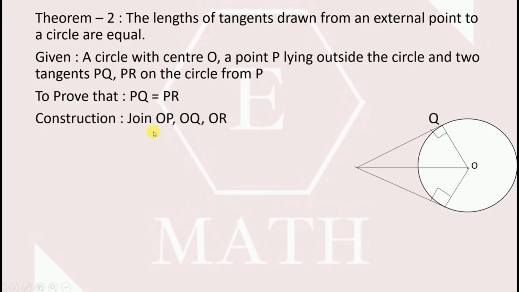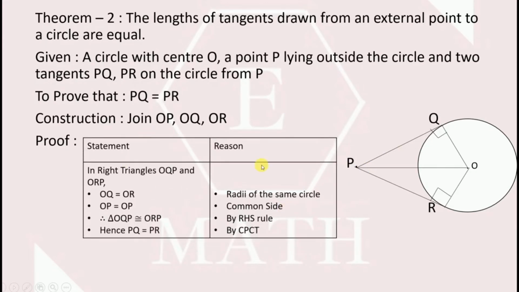Now the construction is that we need to join OP, OQ and OR. So this is how it is. We need to prove that PQ and PR are equal. Now we will join OP, OQ and OR. After doing this construction, we will prove it. There are two columns, statements and reasons.